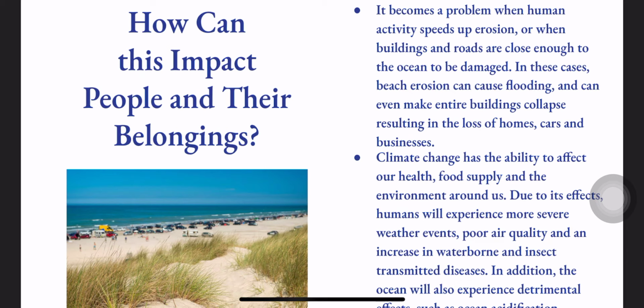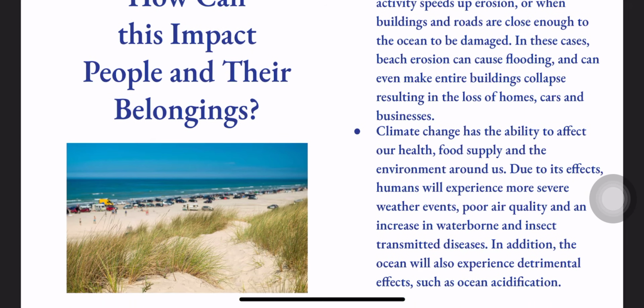Due to its effects, humans will experience more severe weather events, poor air quality, and an increase in waterborne and insect-transmitted diseases. In addition, the ocean will also experience detrimental effects such as ocean acidification. Economic impacts can include loss of productivity of land, infrastructure, and property. Harbor and coastal erosion may adversely affect people's incomes due to a loss of rural productive land. Erosion on or nearby a property can result in a reduction in the value or price of the property.